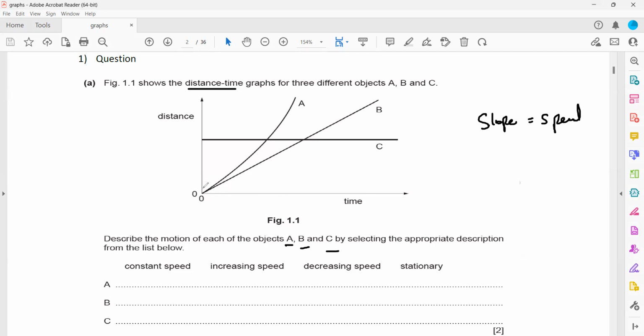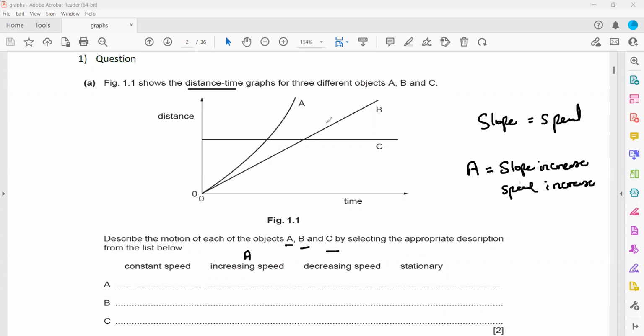When you see A, what is happening? The angle is increasing, or we can say the slope is increasing. If the slope is increasing, we can also say the speed is increasing. So increasing speed is for A.